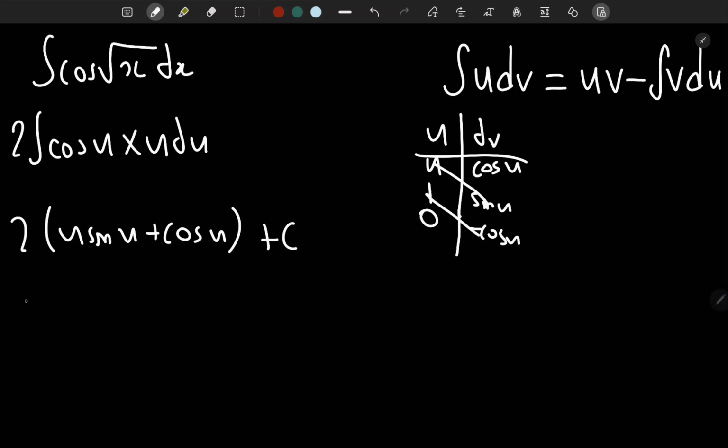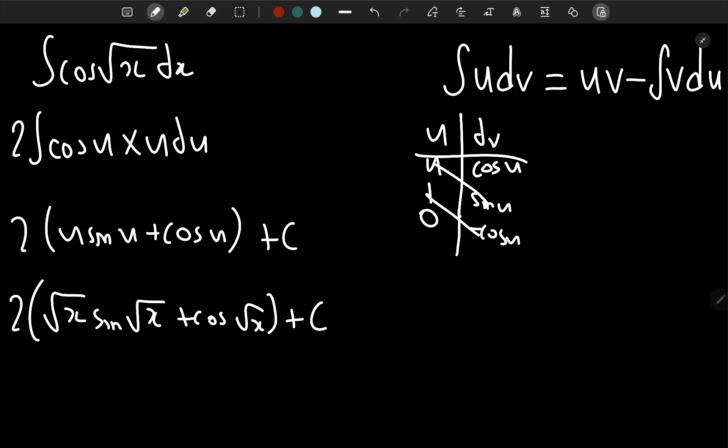All that's left now is to substitute u as what it was. So radical x sine radical x plus cosine radical x plus c. So this is the final answer. It's very simple. Now, as always, I do have a shortcut method for you guys on the calculator to recheck your answer from the start.